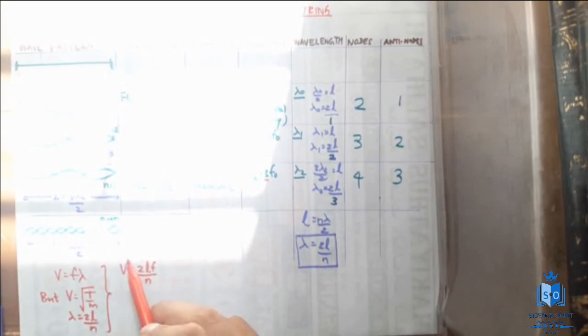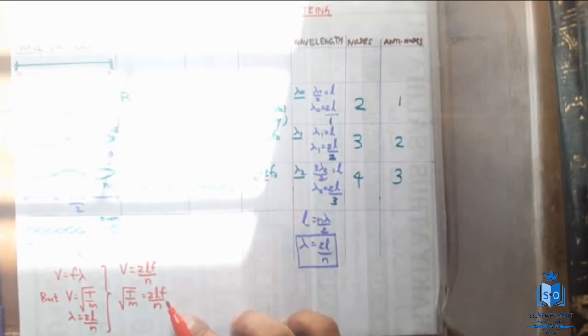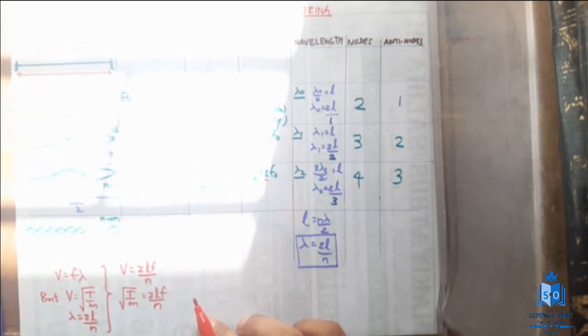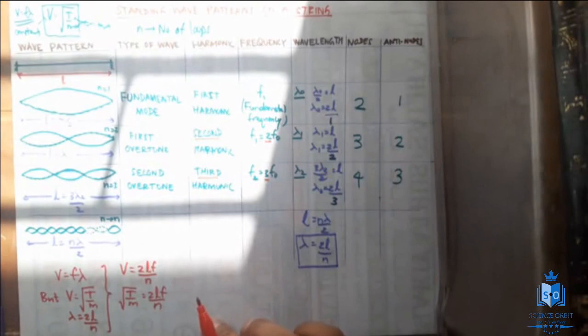Okay, right. And instead of v, let's substitute this. Then you will get root of T over m is equal to 2L f over n. Okay, just small mathematical work, I'm just substituting the values. Then what we are going to do is change this a little and finally arrive at this equation. I am going to make f the subject.